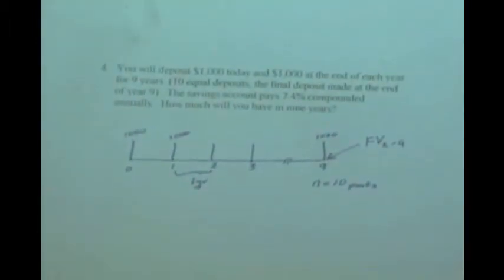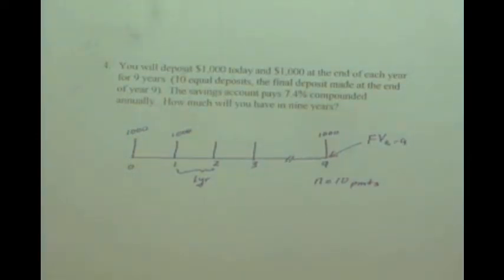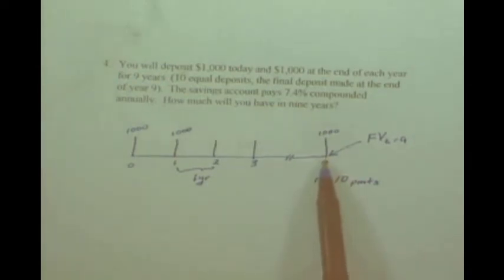And so really, number 4 is essentially the same question. The payments began earlier. You deposit $1,000 at the end of each year for 9 years. 10 deposits. The final deposit's made at the end of year 9. How much money do you have in the account at the end of 9 years? The interest rate stayed the same, and so the answer is the same.